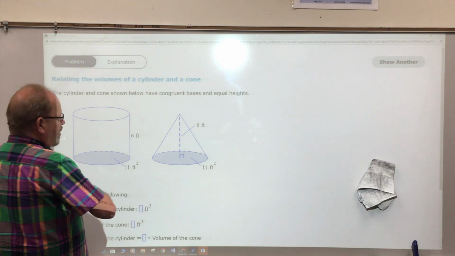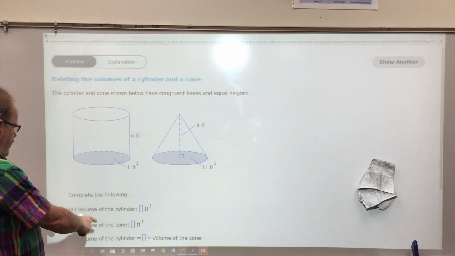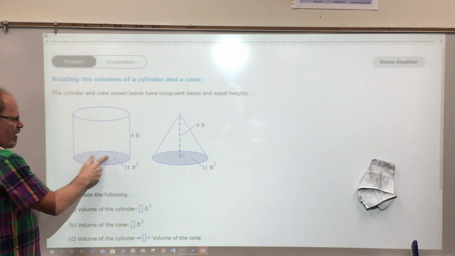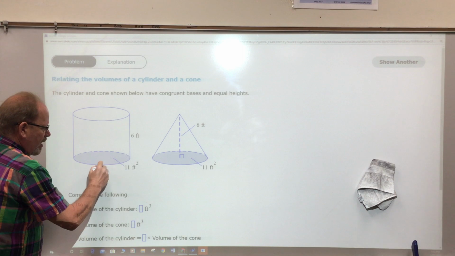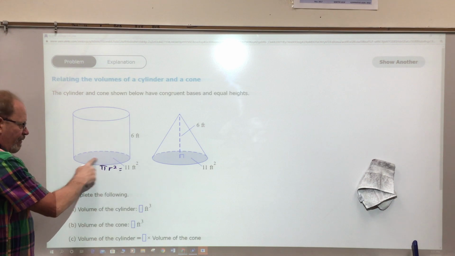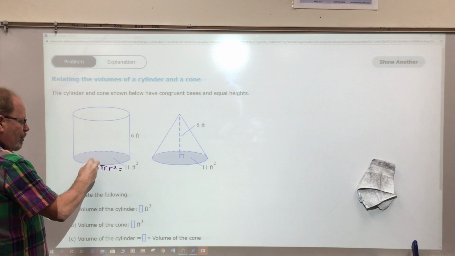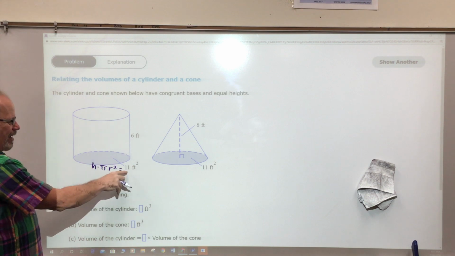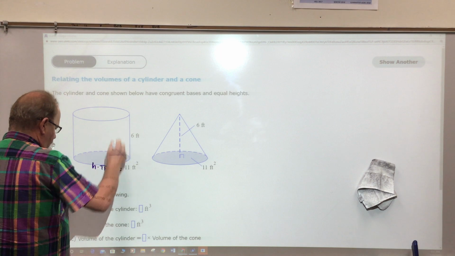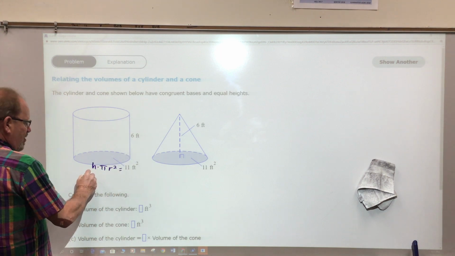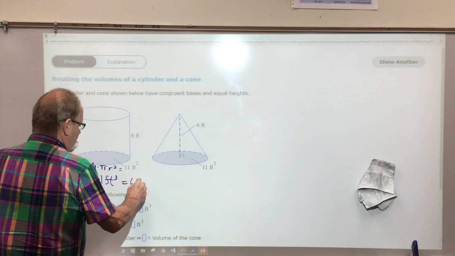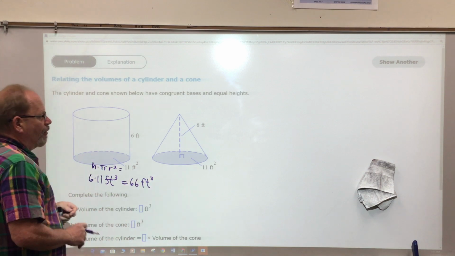So here we have the same bases and the same heights. It's giving us the base area: pi times r squared equals 11 feet. That's the area of the base. If we want to find the volume, we multiply that times the height, right? They already told us what pi r squared is, it's 11, so we multiply that times the height. For the volume of the cylinder, we get 6 times 11 feet cubed, which is 66 cubic feet.